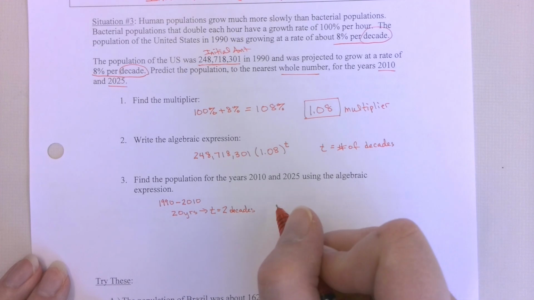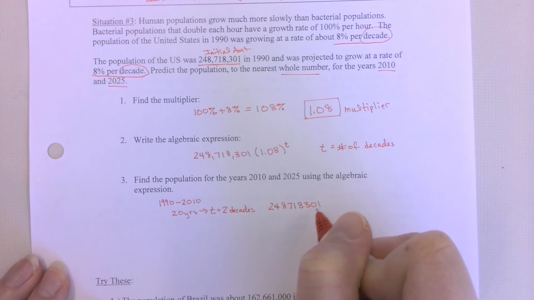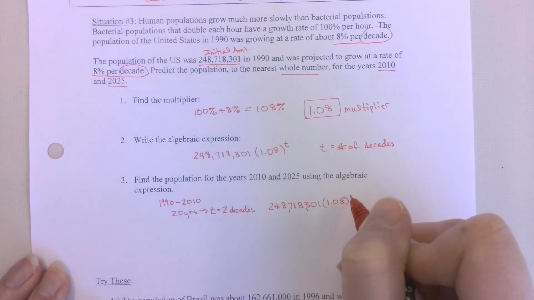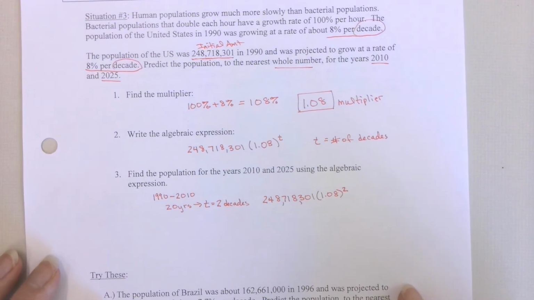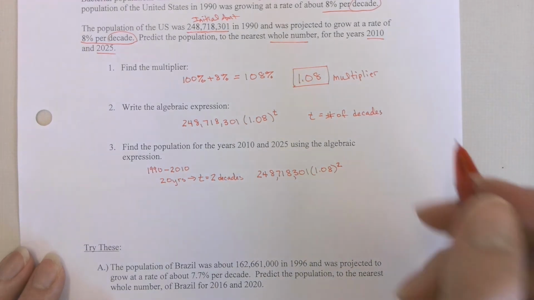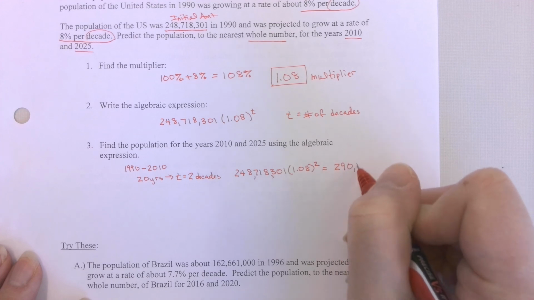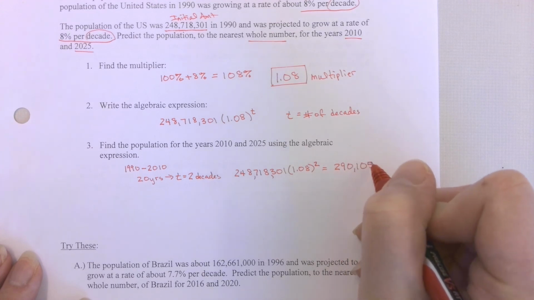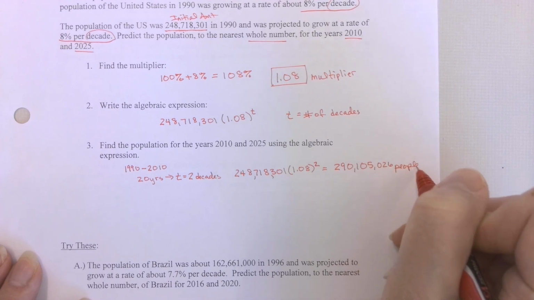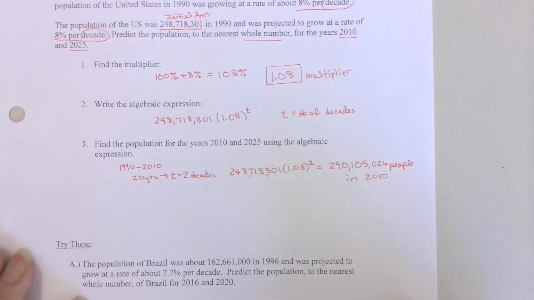So I definitely want a calculator to do this. I'm going to write it out, my initial amount. I want to be careful when we type these large numbers in our calculator, times my multiplier of 1.08 to the power of 2. Again, please don't put a 20 in there, it's 2 decades. We type that in and we get a total of 290,105,026 people, and that was in the year 2010. That was the prediction for the year 2010.